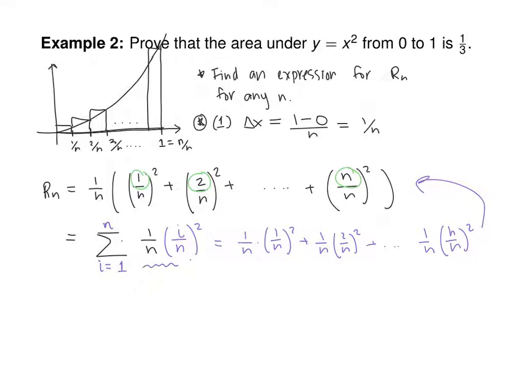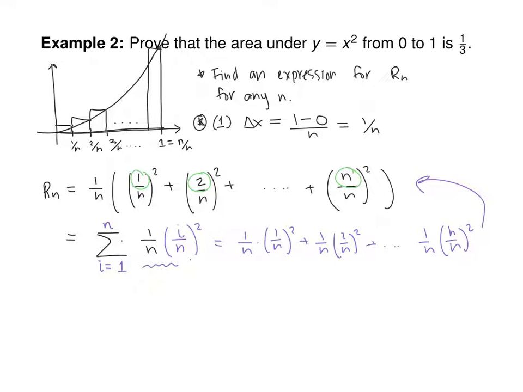You could begin at 0 if you were doing the left sum, and then go to n minus 1, but for these it'll be easier. We're always going to do right sums when we do these. There's a technical thing about areas under curves that if this limit works out, both the left and right sum are going to equal the same thing. It's just that right sums are a bit easier to work with.